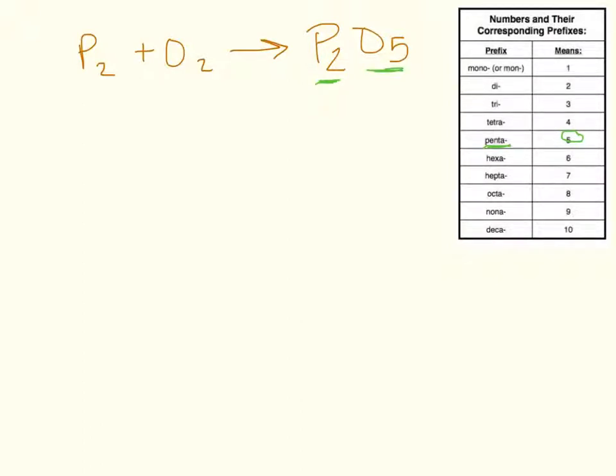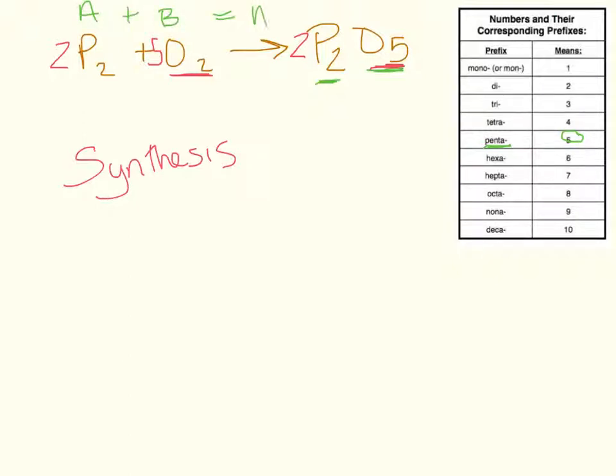Okay, well, we know we are going to need 5 and 2. Okay, so we need 10. 5, 2. Okay, we're balanced. Right? Synthesis reaction because we're putting A plus B equals AB.